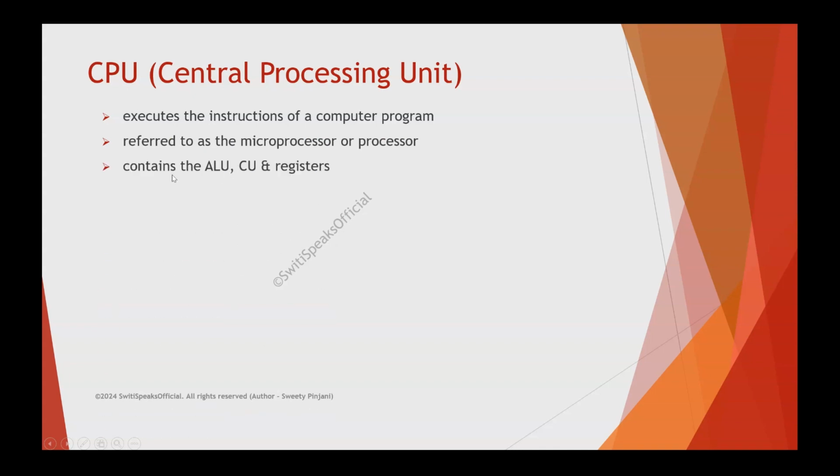What does CPU consist of? We saw it in the previous slide. It consists of ALU, which is arithmetic and logic unit. It consists of CU, which is control unit, and it consists of registers. You can call CPU as computer's brain because it does most of processing, like our brain does most of processing. CPU does the processing for the computer. That is why it is called as computer's brain.